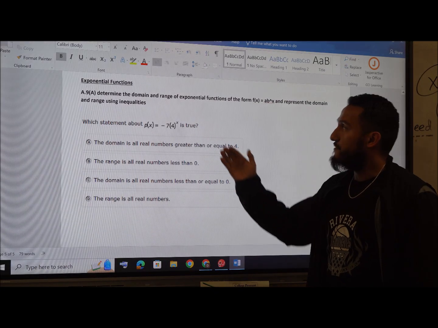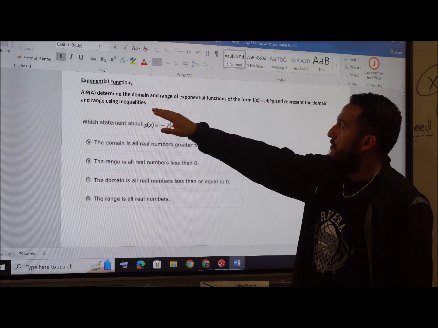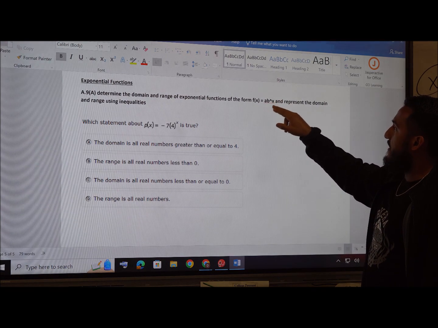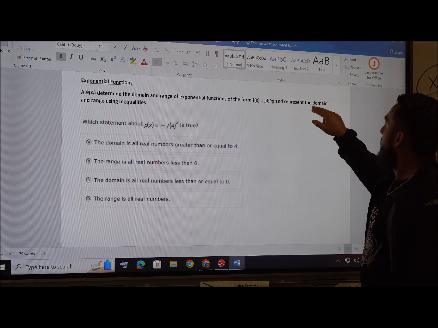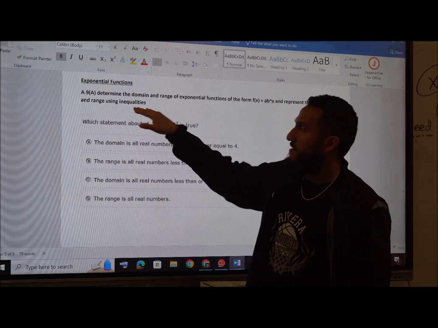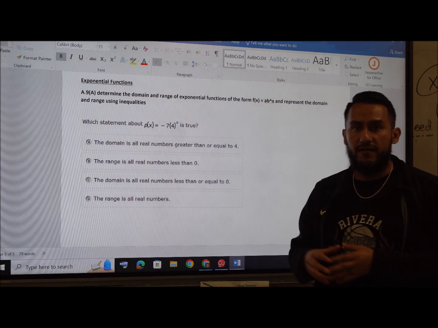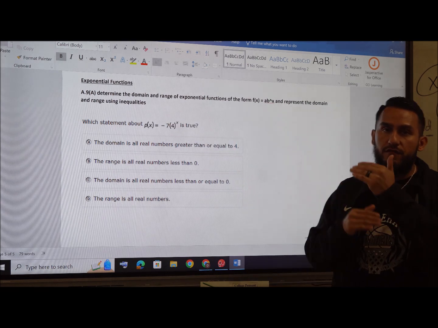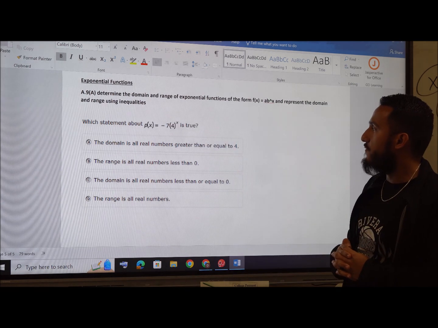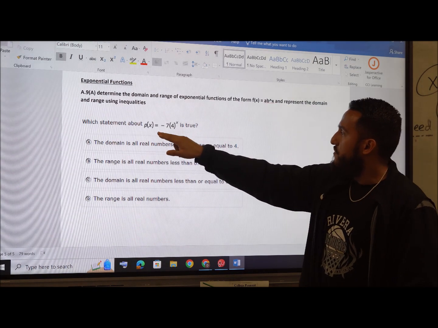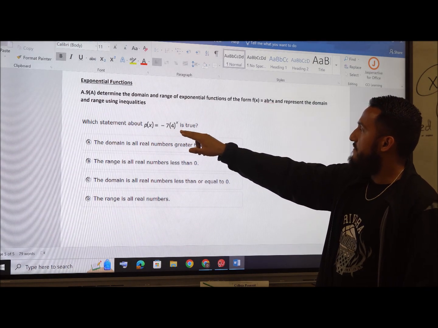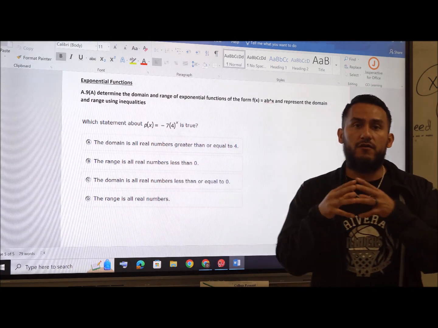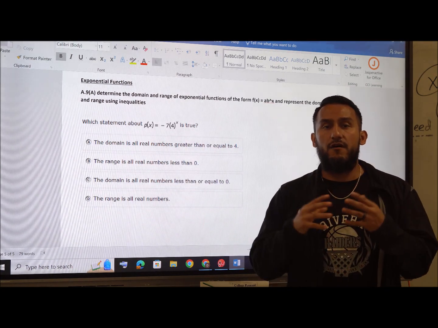In this last example, we're talking about exponential functions. Determine the domain and range of exponential functions of the form f of x equals a times b to the power x, and represent the domain and range using inequalities. So just like quadratics, they're talking about using inequalities, and linear functions as well, but they can ask you in different ways. Which statement about this function, p of x equals -7 times 4 to the x, is true? This is a continuous function, so the domain, we should already know the domain of any continuous function. It's going to be all real numbers.